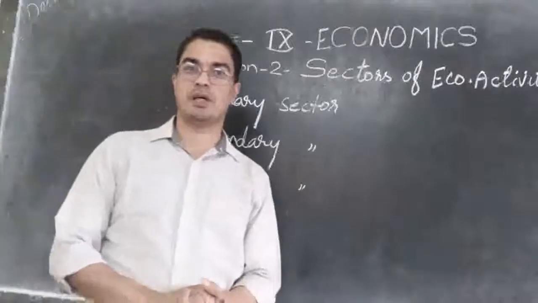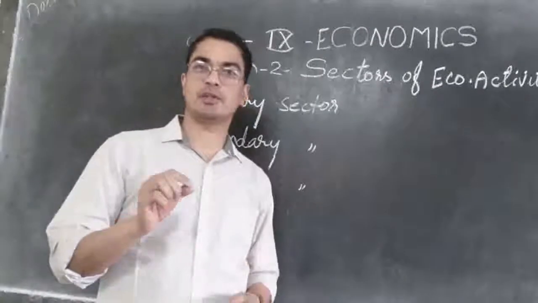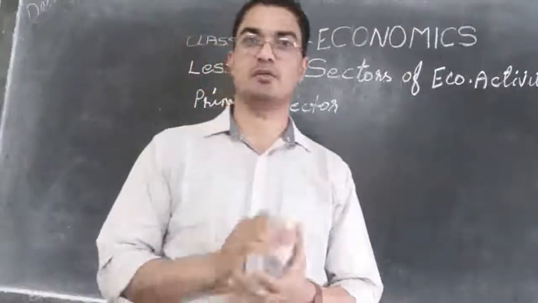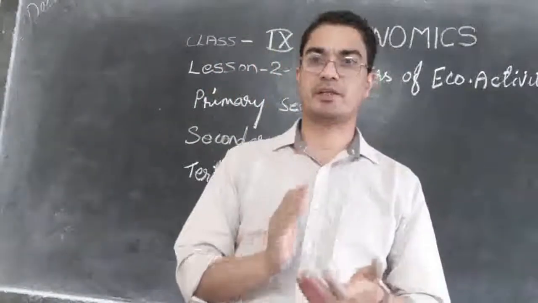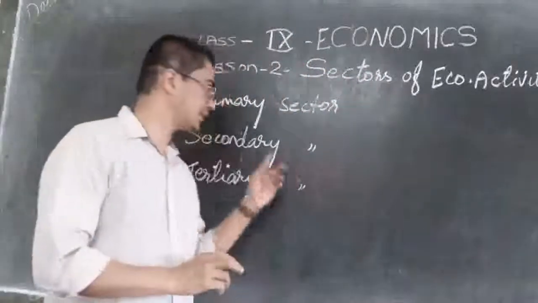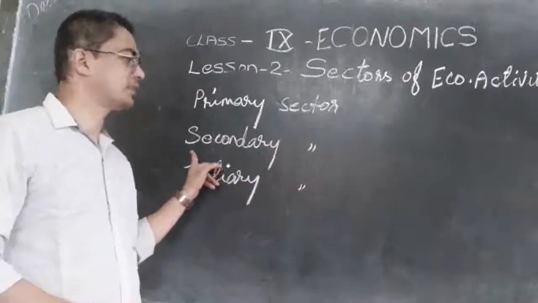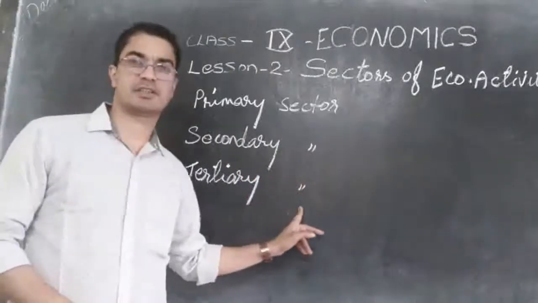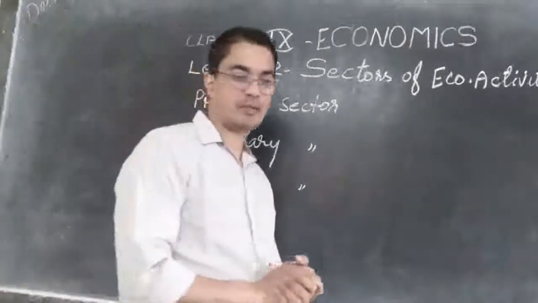So we know in our country or in our society or in our surroundings, we will notice people are doing different types of activities. From morning till evening, they do so many activities, and we can categorize them. We can divide them into three groups. First one is the primary sector, second one is the secondary sector, and the third one is the tertiary sector. So let us see one by one.